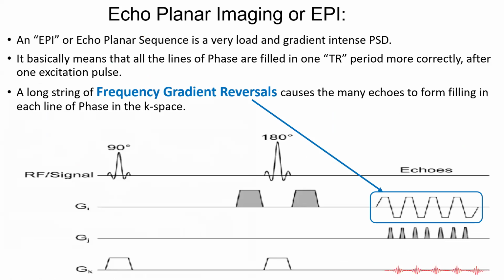EPI, or echoplanar sequences, are typically spin echo, 90, 180. The characteristic of EPI sequences is there's a big string of gradient reversals from the frequency encoding gradient. Each one of these reversals causes an echo. So you're filling all the lines of K-space in one TR. That's what echoplanar means. Echoplanar imaging. It's basically a huge echo train without the RF pulses. You've got gradient reversals. So it's a combo spin echo and gradient echo.